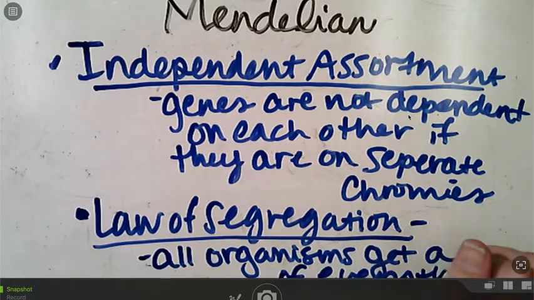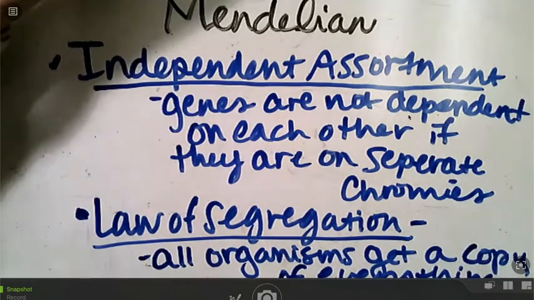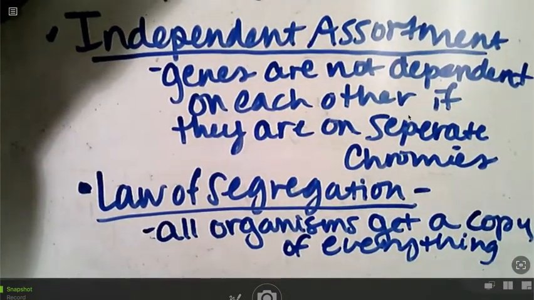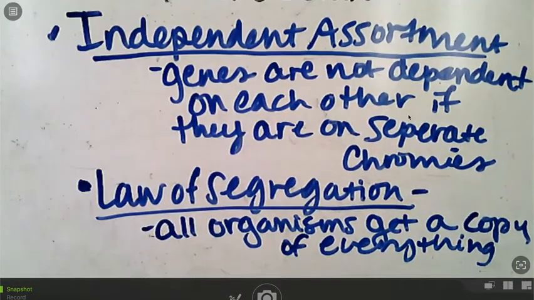Those two laws go together. So basically the genes don't depend on each other to assort, but they all assort to the organisms. Every organism gets something. And that's what he figured out just working with pea plants in the greenhouse behind the monastery.